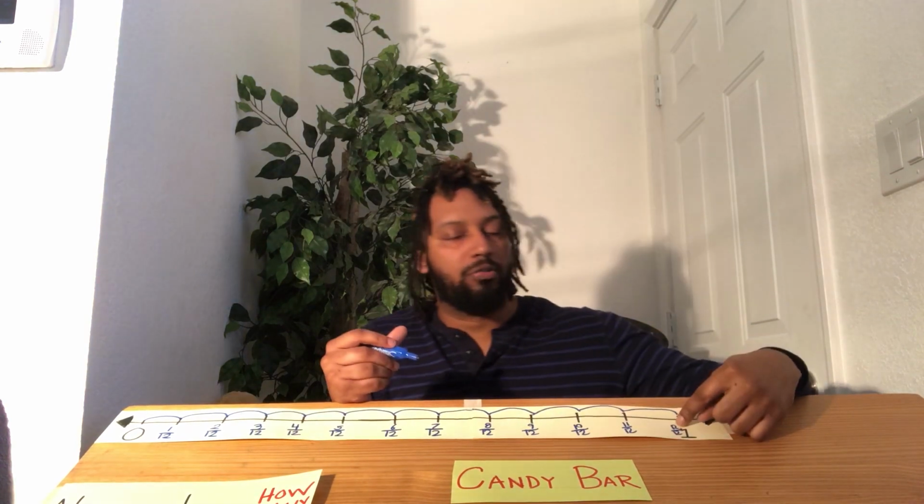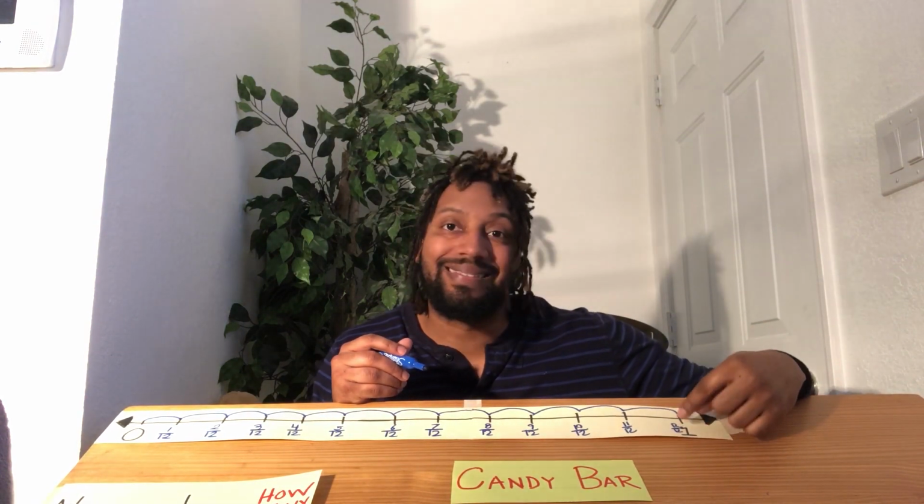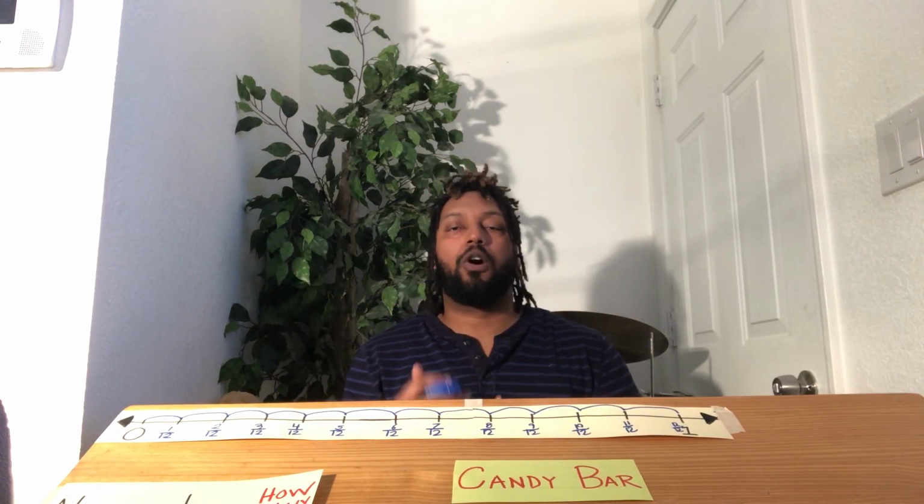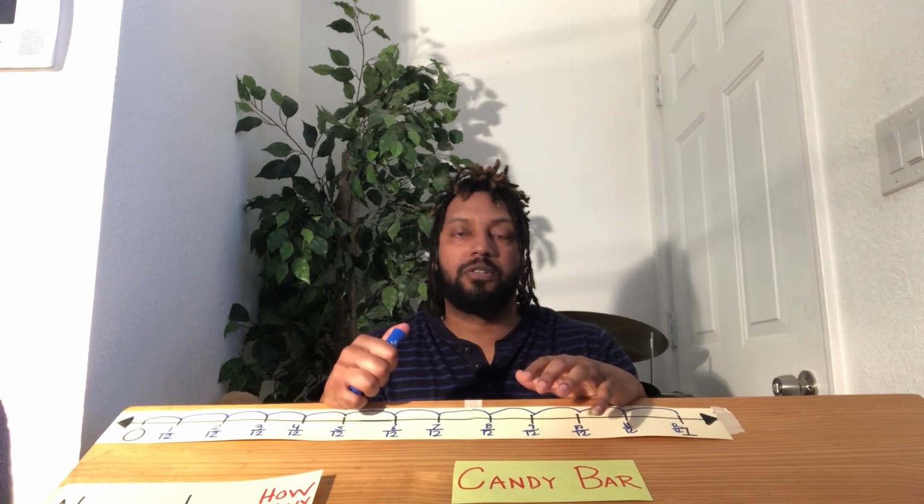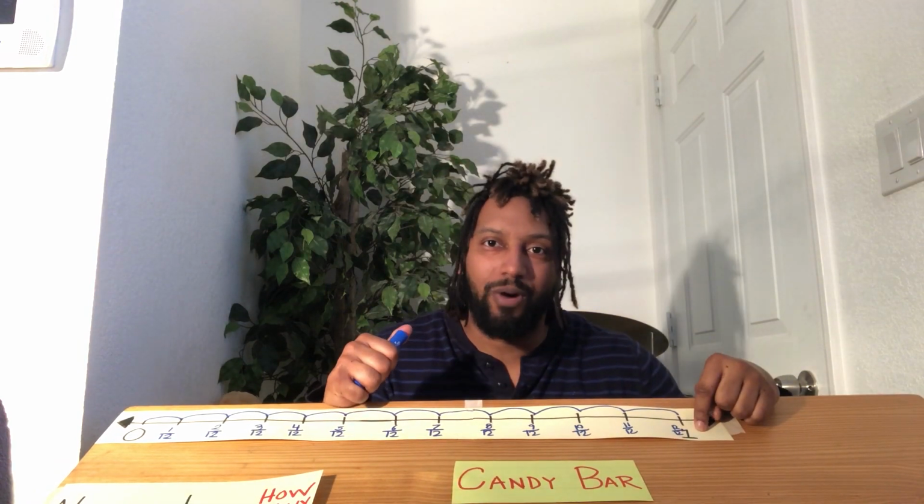Now, once your numerator and your denominator is the same number, you now have your whole piece again. This is how you know you've done your jumps correctly, because your numerator and denominator is now the same number, which means it's one whole, which we are here at one whole.